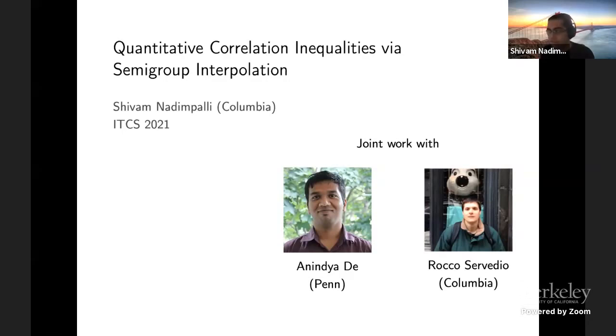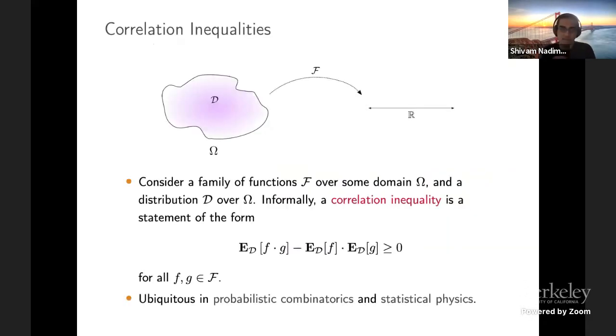This is joint work with Anindya and Rocco, and it's about correlation inequalities. So let me start off by telling you what a correlation inequality is. You've got some probability space, and you're interested in some family of functions on this probability space. And a correlation inequality simply tells you that any two functions belonging to this family are non-negatively correlated. And these are very fundamental tools in combinatorics and statistical physics. If you grab your copy of Alon and Spencer, you'll find a full chapter devoted to these sorts of statements.